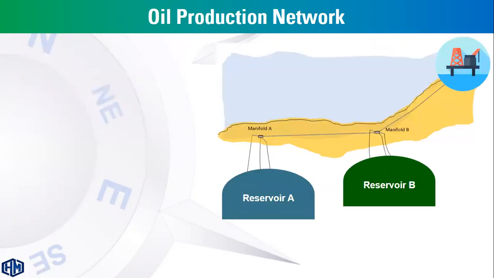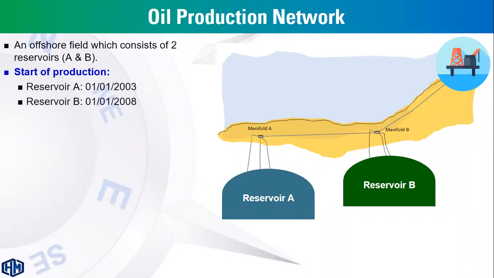So let's say we have this case, a specific offshore field of two reservoirs, reservoir A. We have three wells for this reservoir connected at this manifold, manifold A. For reservoir B, we have another three wells connected to this reservoir, and we have the production from reservoir A to this manifold. And we have this pipeline or flow line from manifold A to manifold B, and then a single flow line to the surface network.